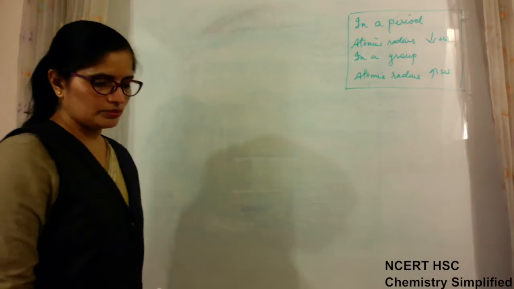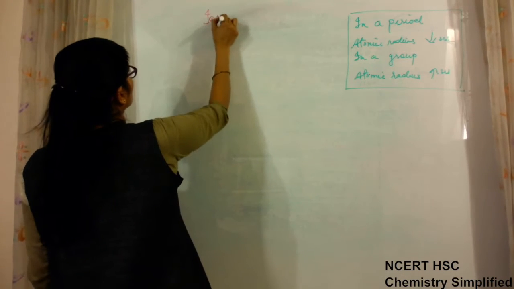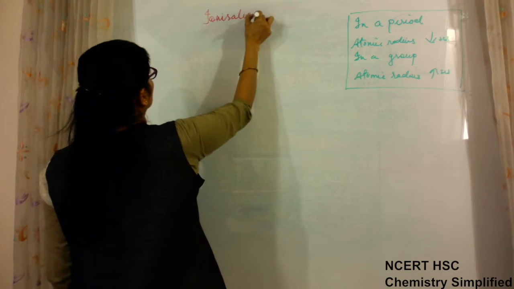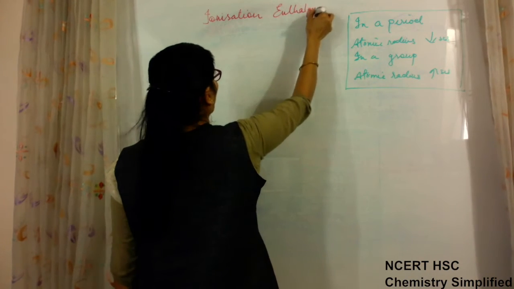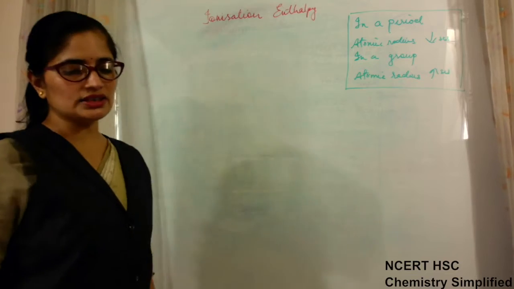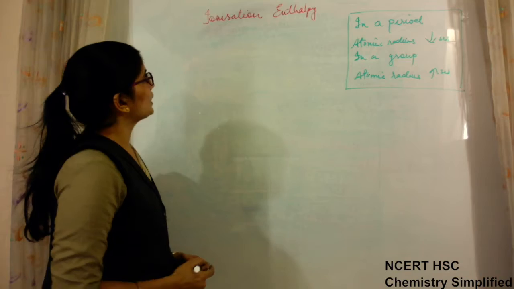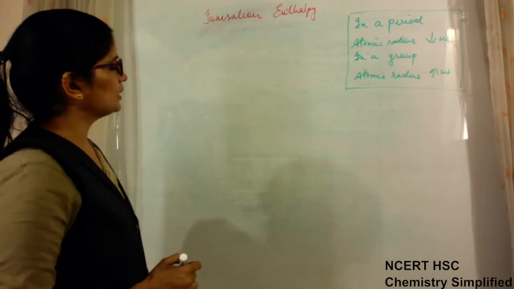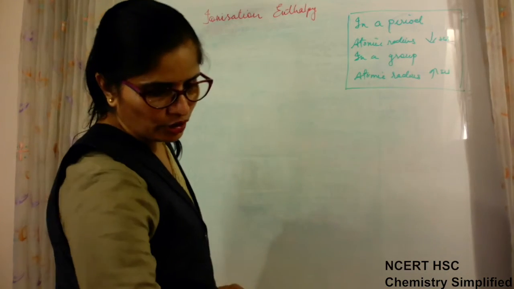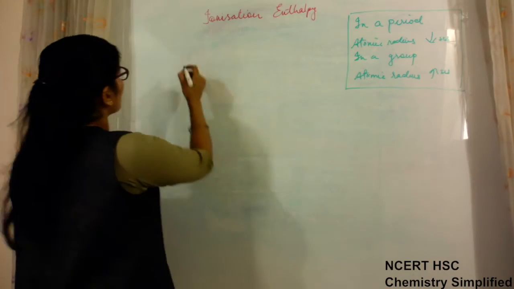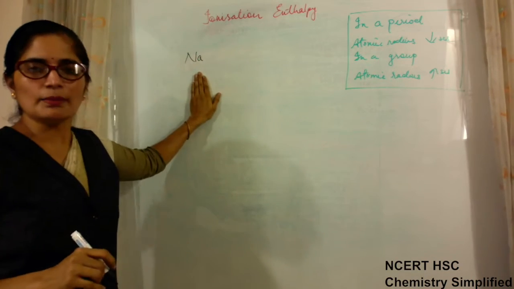Okay, now we come to the next topic, that is your ionization enthalpy, or you can say ionization energy in simple words. Okay, now what is ionization enthalpy or energy? We just discussed that. Again we have to start with the example of sodium. If I take the example of sodium, then sodium is a metal.